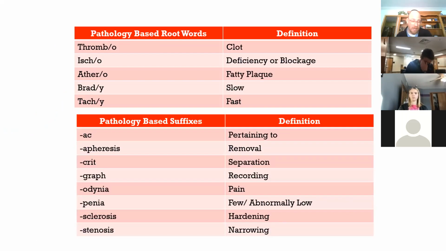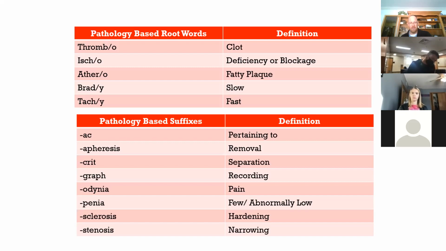Cool. Okay. Let's talk about some pathologies that we commonly see in the cardiovascular system. Root words. Thrombo, that is a root word for clot. And honestly, you don't really see this root word used that much anymore, particularly in modern day, but it is a root word for a deficiency or blockage. Athero is fatty plaque. Brady means slow.